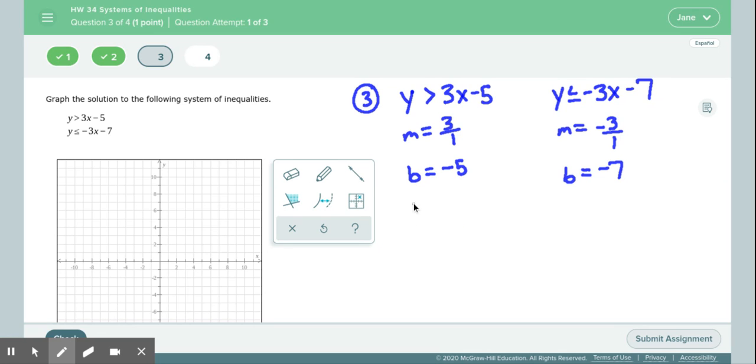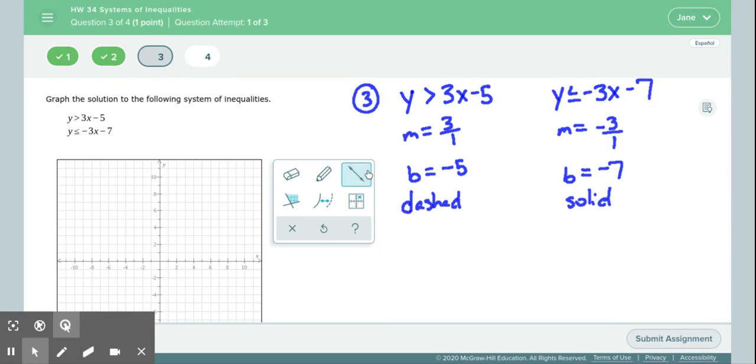Also on my work page, I should identify that my first boundary line is dashed and my second is solid. I think this has happened on all of mine so far. The reason I know that is because the first just has greater than, while this one has an or equal to. If you have that or equal to, then it's going to be a solid boundary line. So I'm going to graph both of those.